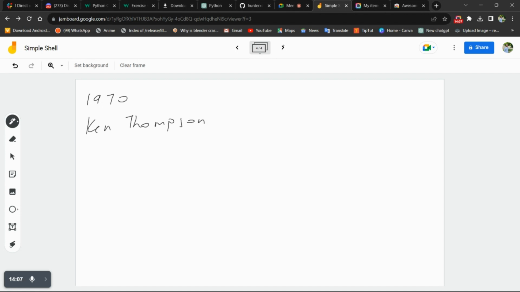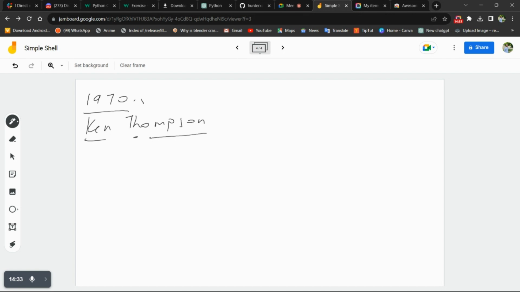Please bear with my handwriting. I'm using a computer, so even in real life, my handwriting isn't nice. But either way, in the 1970s, this is what happened. Ken Thompson brought a solution to this problem. He worked at Bell Labs, right? Bell Labs was a big company for software and computers.